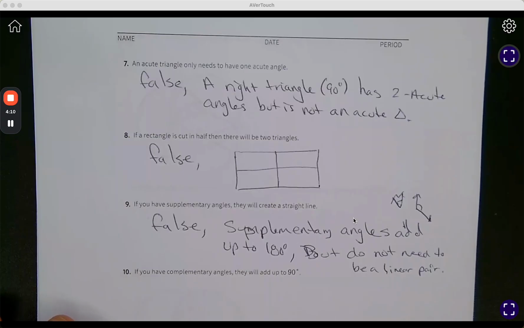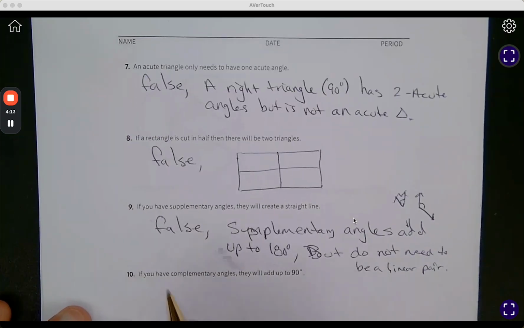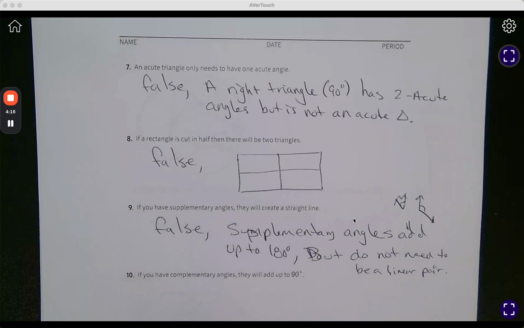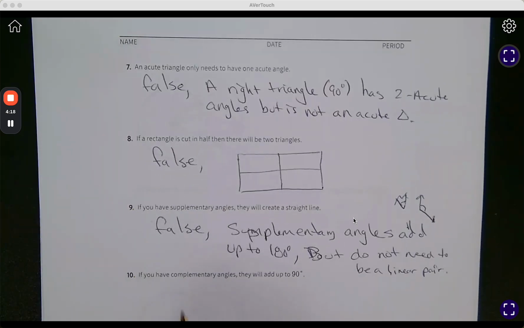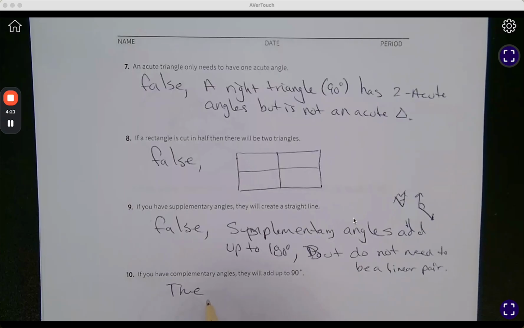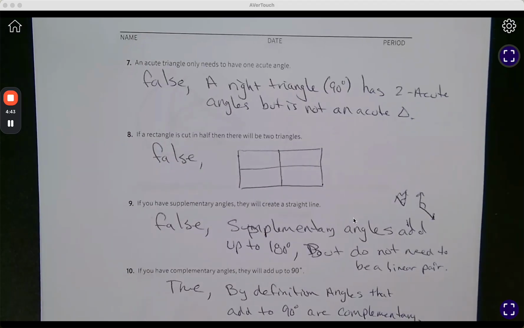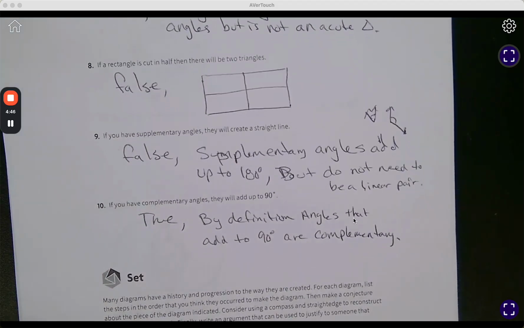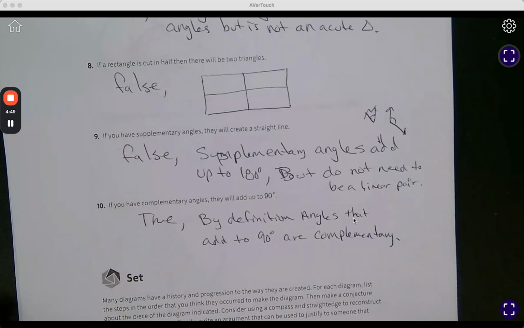All right, if you have complementary angles, they will add up to 90. That's true. That is true. Complementary angles do add up to 90, by definition. Angles that add to 90 degrees are complementary. Boom. Let's go. Let's go. Okay, we don't do 11. We just don't. So we're going to move on.